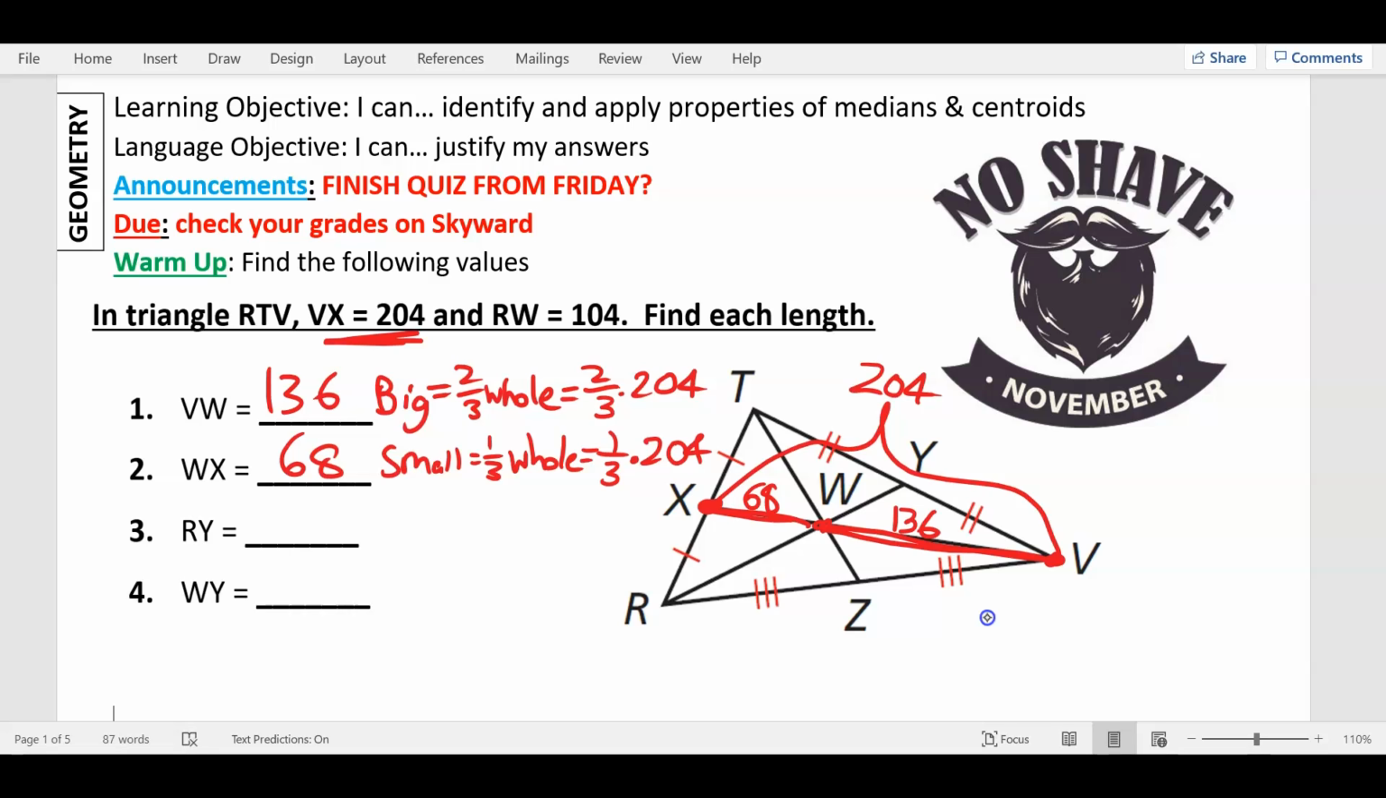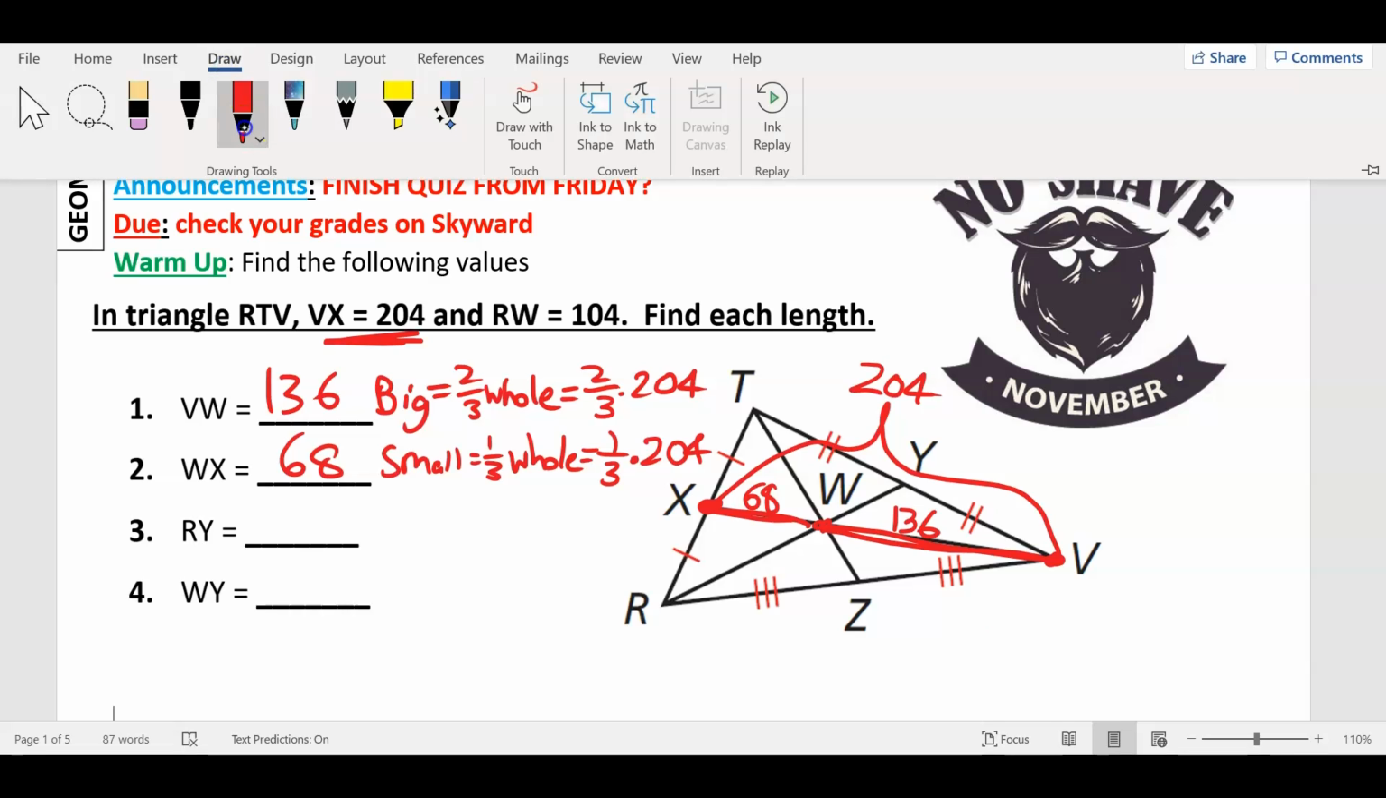So I'll pause here. If they give you the whole thing, you have to do 2/3 for the big and 1/3 for the small. Every time. Cool? When it gets complicated is this next section. What if you are given, not the whole thing, but the big or the small part? Okay? So let's think about this. I'm going to do this in a different color. Green or blue? What do y'all think?